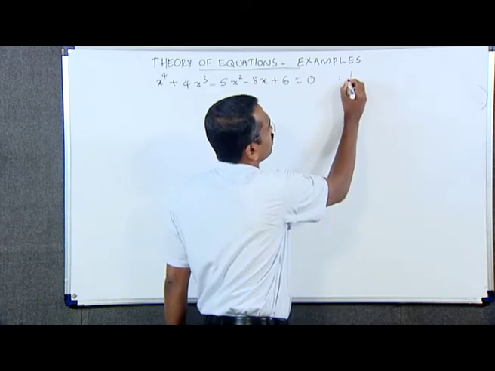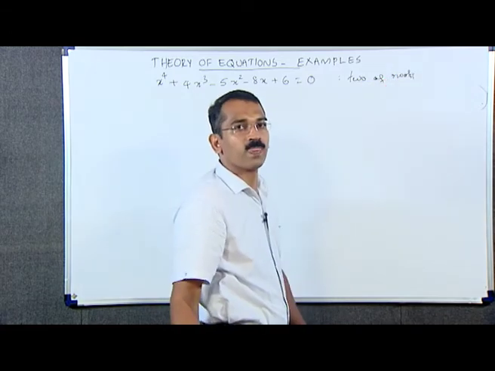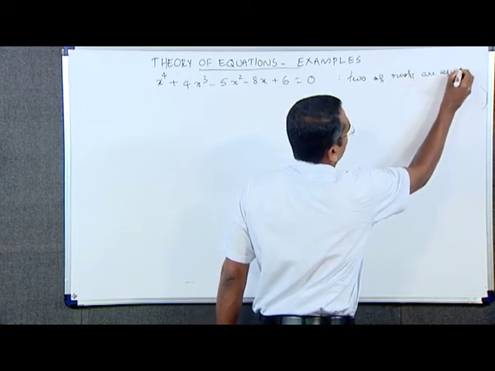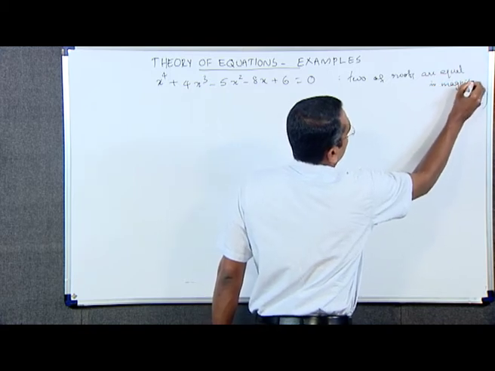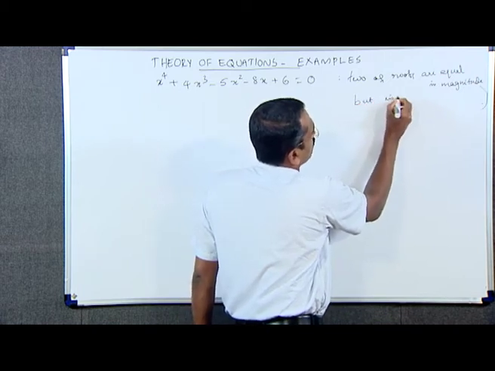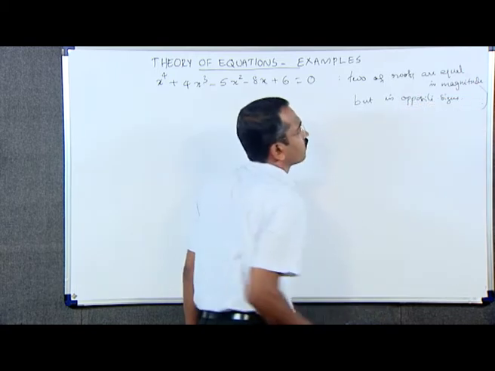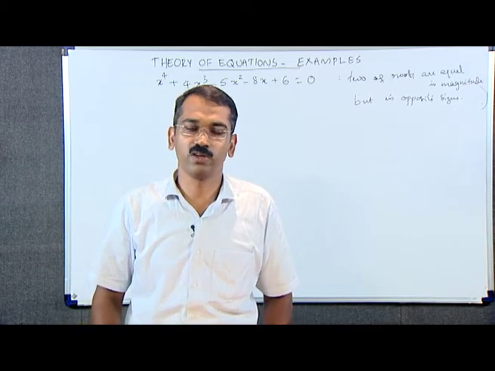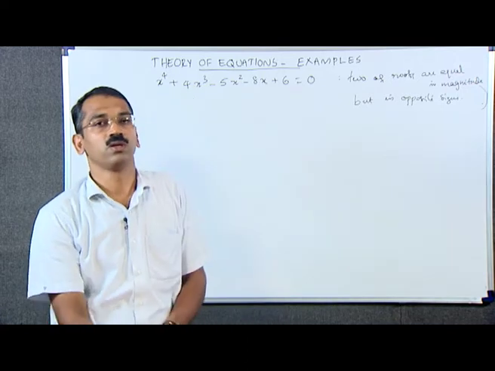The given condition is that 2 of the roots are equal in magnitude but in opposite signs. The given equation is of 4th degree. Therefore, by the fundamental theorem, we can say that this equation has 4 roots.